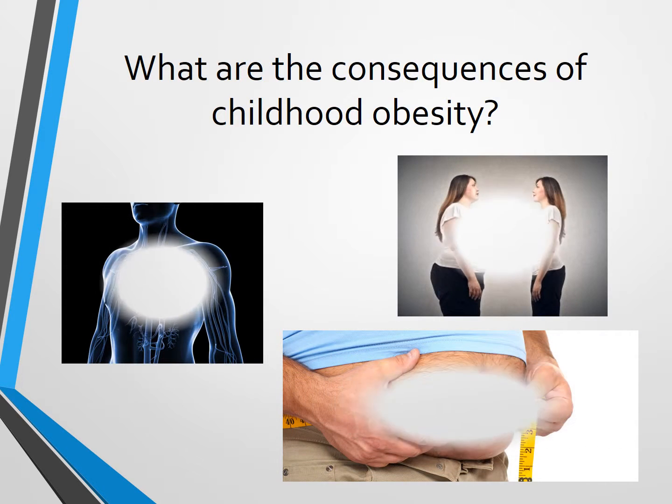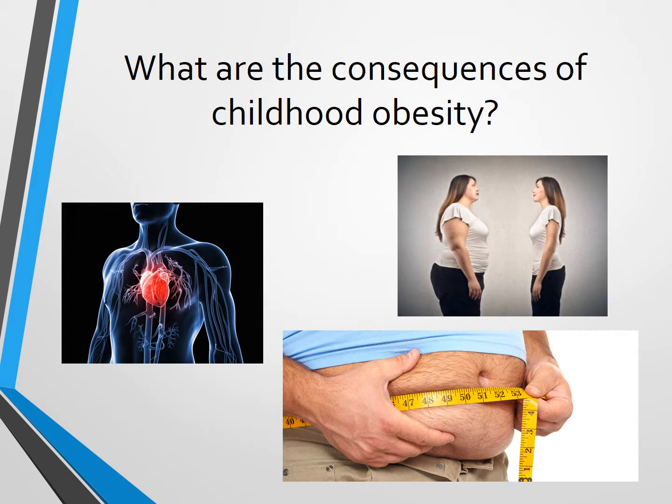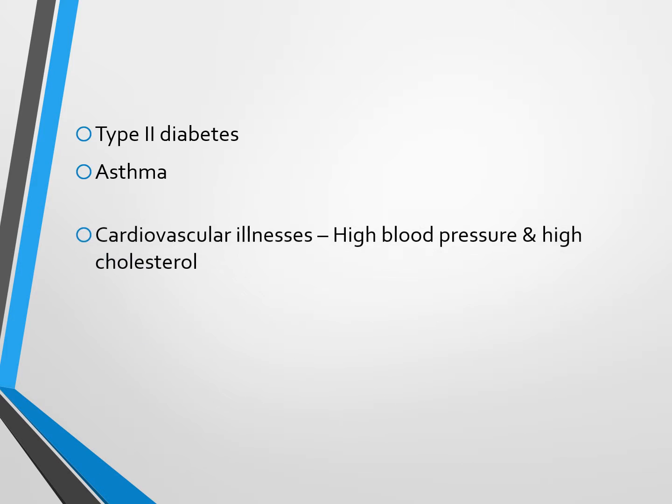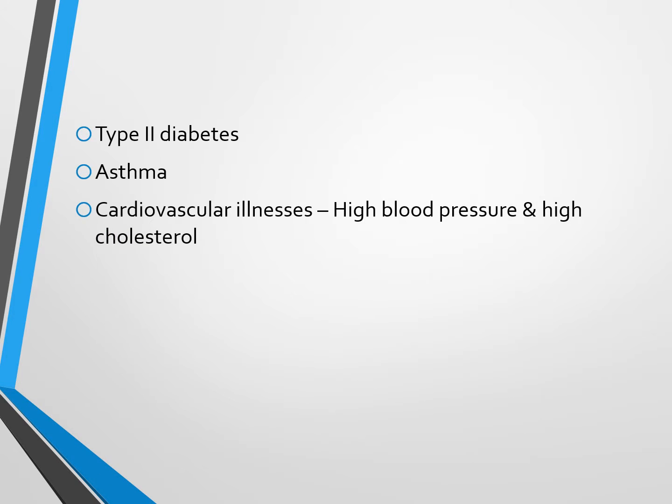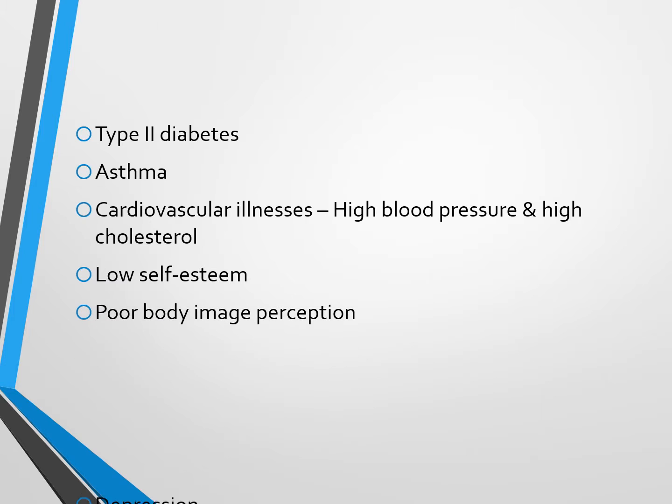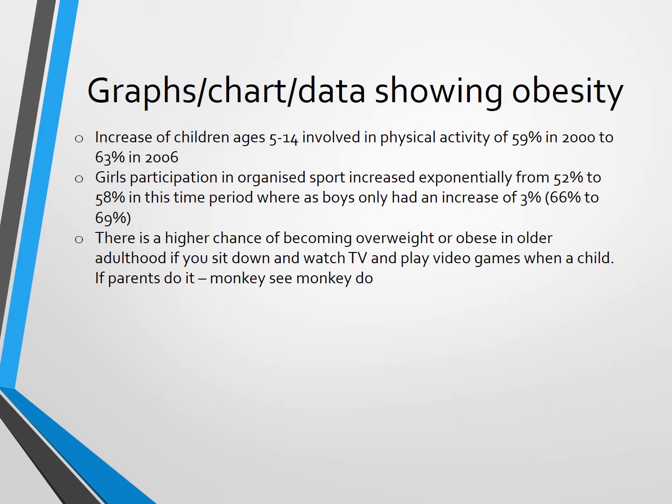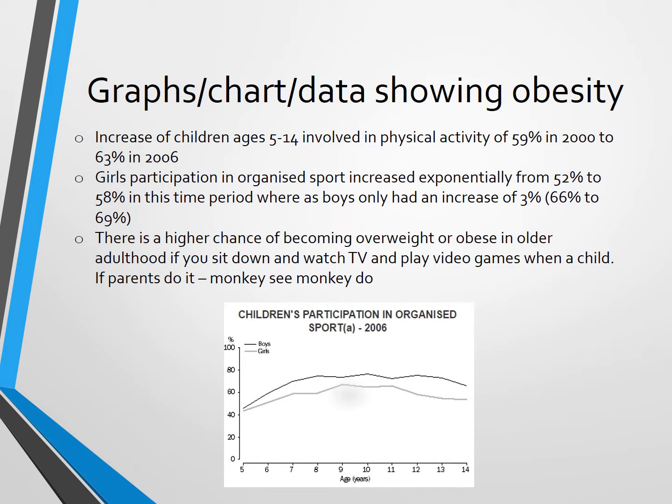What are some consequences of childhood obesity? Some consequences of childhood obesity include type 2 diabetes, asthma, certain cardiovascular illnesses such as high blood pressure and high cholesterol. The main problem is that while cardiovascular illnesses are often a reality for older people, childhood obesity is bringing upon these illnesses much earlier. Some psychological consequences are low self-esteem and body image perception, depression, and eating disorders. Here is a brief summary of some statistics showing the countries most affected by childhood obesity in regards to gender.